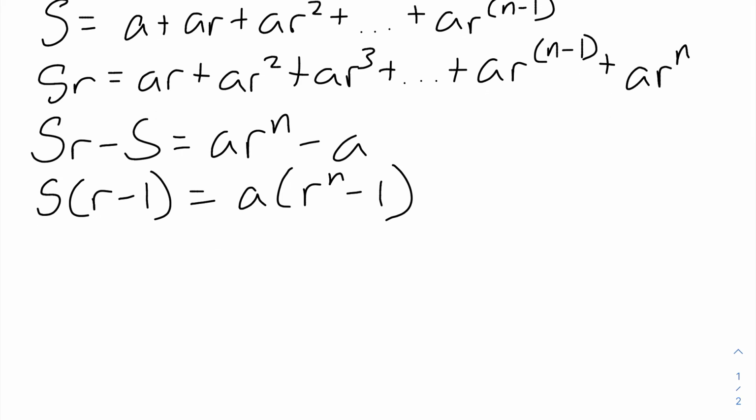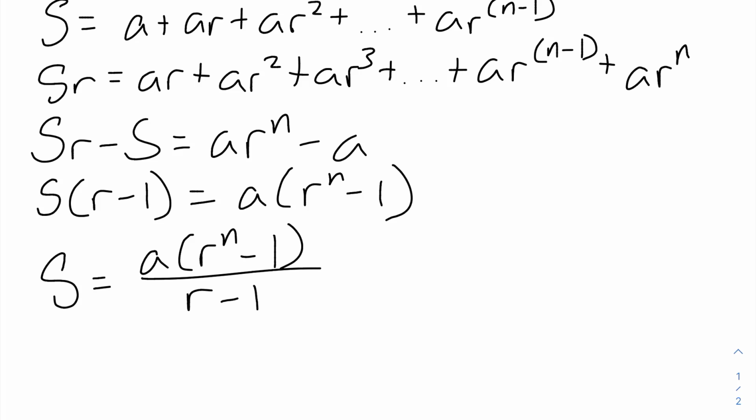Then finally, we're going to divide both sides by R minus 1. So S is going to be equal to A times R to the power of n minus 1, divided by R minus 1. Now it's important to remember that in this case, we just assumed that R is not equal to 1. So this formula right here will not work if R is equal to 1.